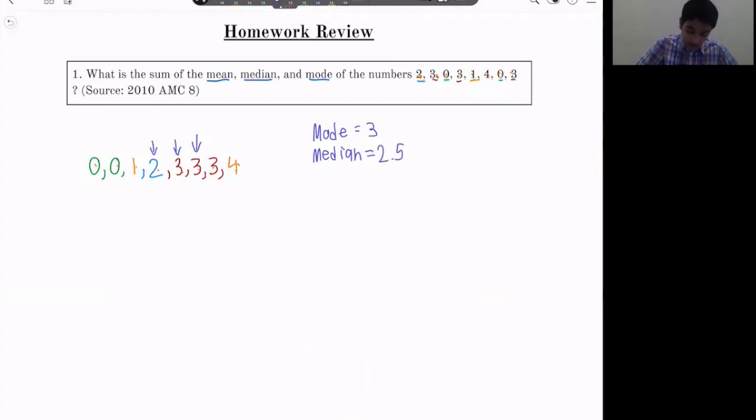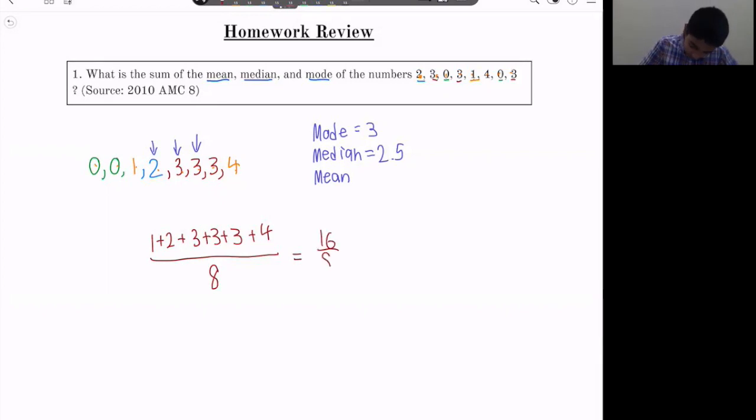And the mean, or average, is just the average of all the numbers. So the mean is 1 plus 2 plus 3 plus 3 plus 3 plus 4 divided by 8 numbers, and we're ignoring the 0s since they don't add anything. 1 plus 2 is 3, 3 plus 3 is 6, 6 plus 3 is 9, 9 plus 3 is 12, and 12 plus 4 is 16. So 16 divided by 8 is 2. The mean is therefore 2. Now the sum is 2 plus 2.5 plus 3, which is 7.5.